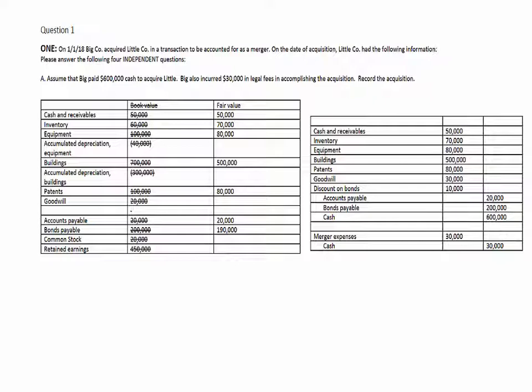So, if we were simply buying a car, any acquisition costs associated with that acquisition would be added to the cost of the car. In the case of buying a business as a going concern, the incidental acquisition costs are expensed as incurred.